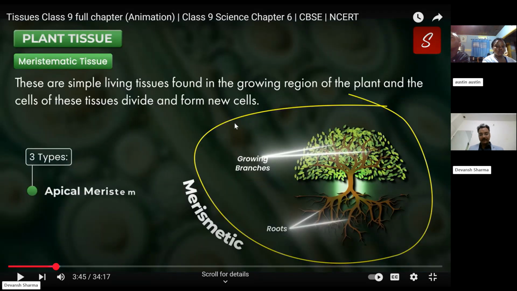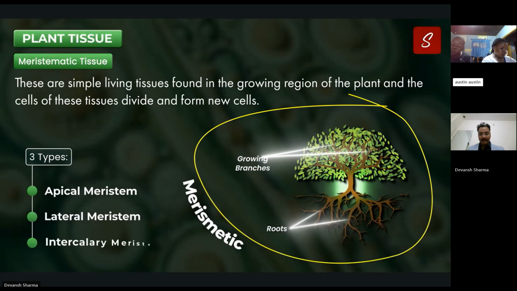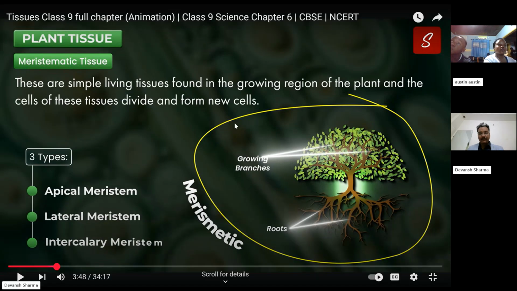Now there are three types of meristematic tissues. Write about it. The three types of meristematic tissues. Number one is apical meristem. Number two is lateral meristem. And number three, intercalary meristem.